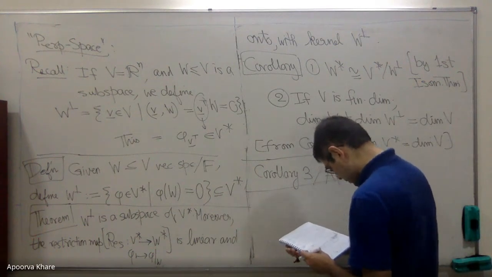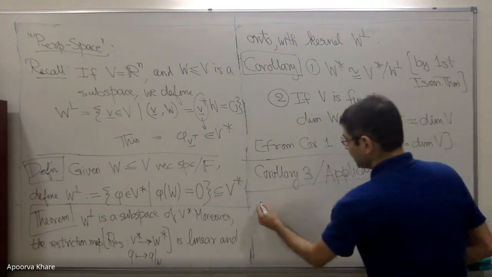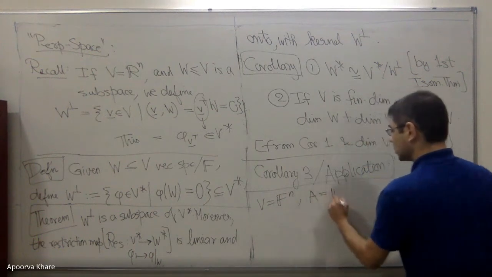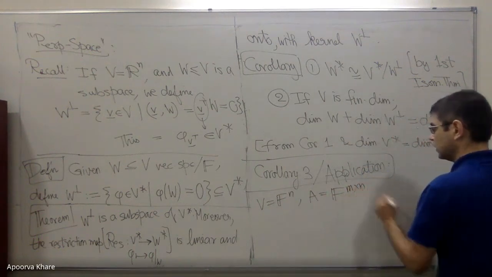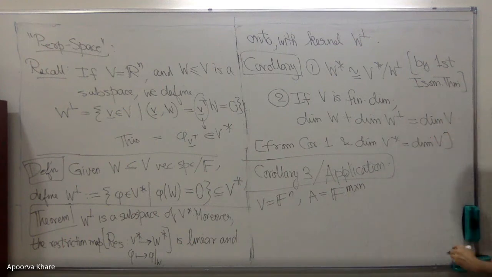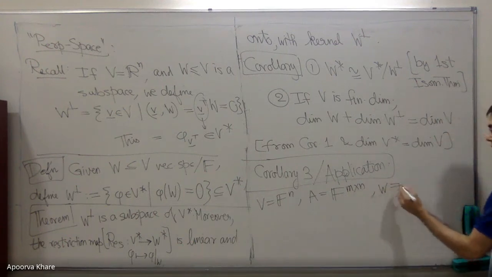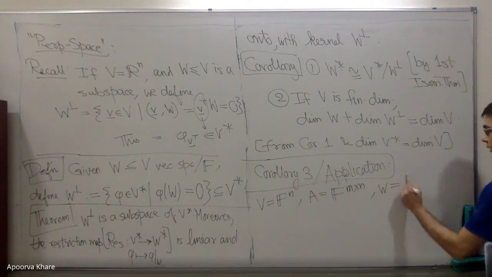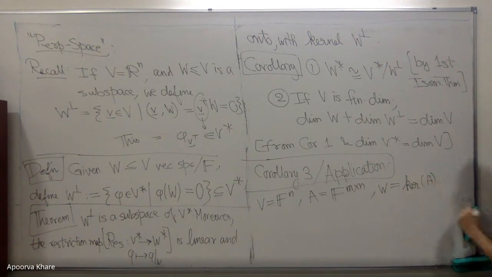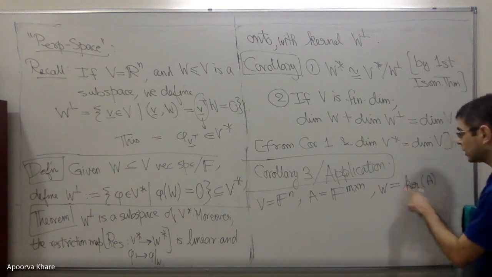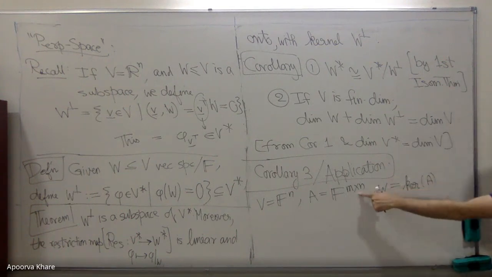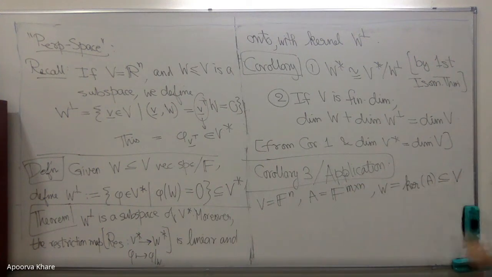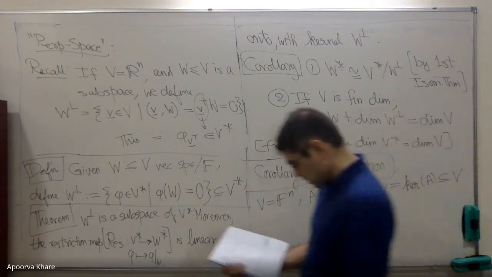So I take V is F to the n and A is F to the m cross n, right? And W is the kernel of A. So this is again clearly the kernel of A is contained inside V, since A acts on F to the n, which is V. So it's a subspace, right?